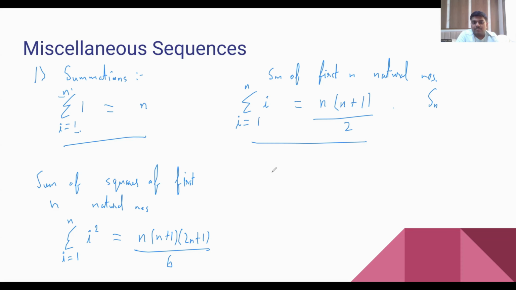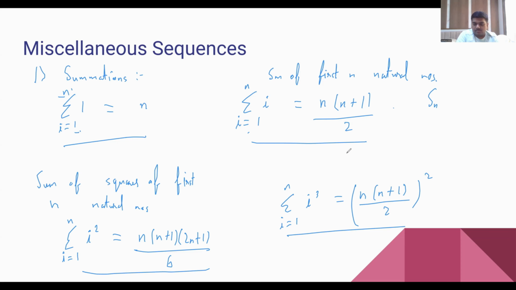And sum of cubes, which is summation i is equal to 1 till n, i cube, is equal to n into n plus 1 by 2 the whole square. So this is nothing but the square of this one. Okay. So these were some of the summations that are common and that can be used in different questions. Now let us look at some more summation methods of how to solve the questions.